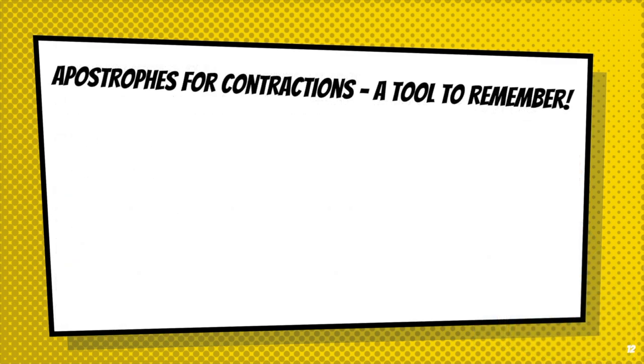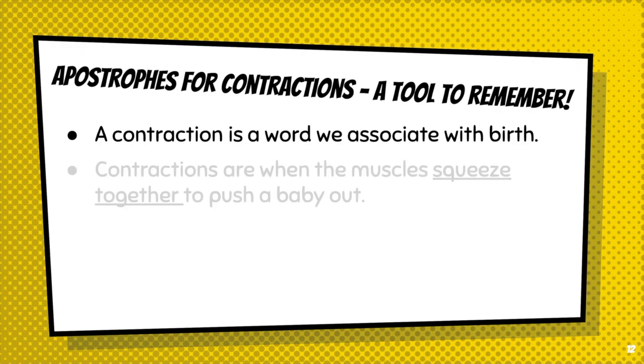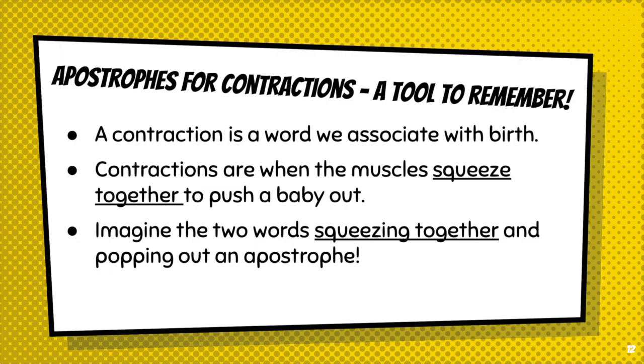When we think about apostrophes for contractions, like the do not becoming the don't, this is a way that I remember it, and I remember what a contraction is in literacy. So a contraction is a word that we normally associate with birth. If you think about birth, you think about these things called contractions. And what contractions are in birth is when the muscles are squeezing together to push a baby out. And what I imagine for contractions is that you have two words that are squeezing together, and actually out pops an apostrophe, just like that. So an apostrophe is born from the two words being squished together. That's how I remember it.